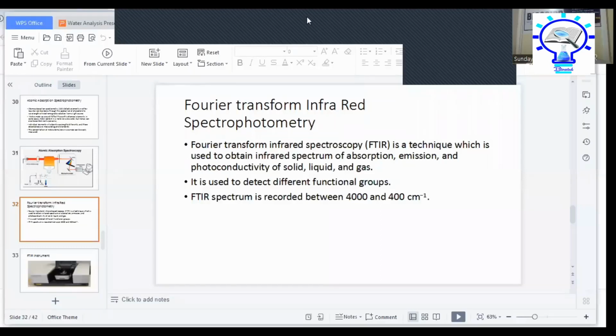So this Fourier transform infrared actually uses infrared principles to tell us the kind of organic compounds we have.